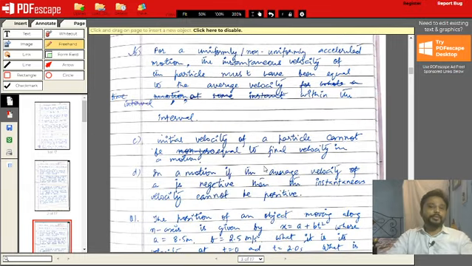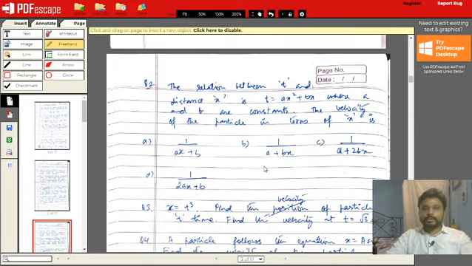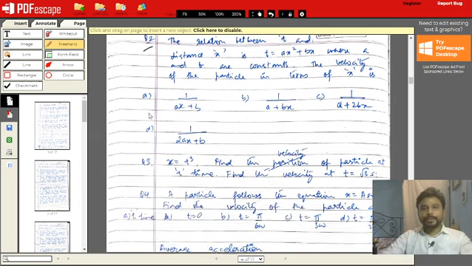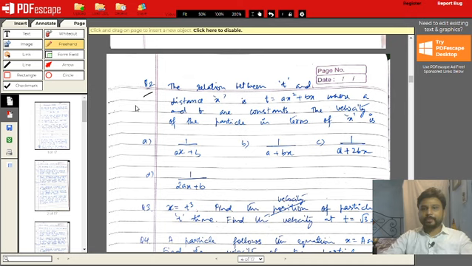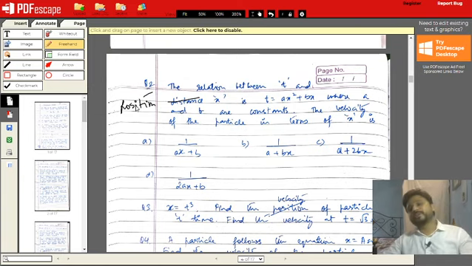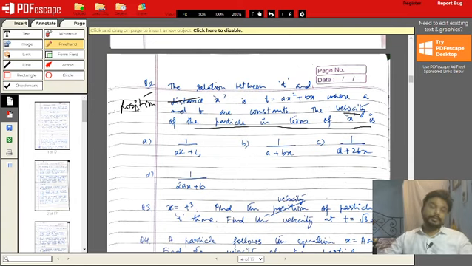So this page is a repeat of the last one. Okay, now coming to the second question. The relation between t and distance x traveled by a particle, or the position, this should be the position. The relation between time and position is t is equal to ax square plus bx, where a and b are some constants. You have to find the velocity of the particle in terms of x.